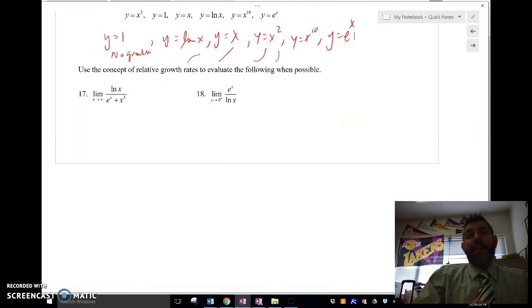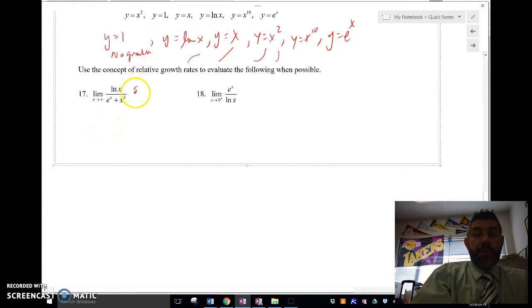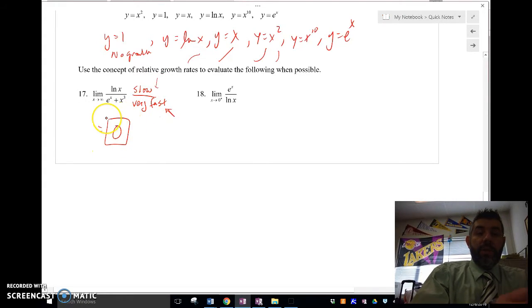So if we think about this idea of relative growth rates when doing a limit, think about this here. If the limit as x approaches infinity of ln of x over e to the x plus x cubed, ln of x grows pretty slow, but e to the x grows very fast. So as I go to infinity, the top is going to go really slow and the bottom is going to go very, very fast, meaning the number on the bottom is getting much bigger, much faster than the top one. And if it's getting bigger faster, then really we're going to look at something like 1 over infinity, which is going to go to 0. So this is just thinking about relative growth rates.